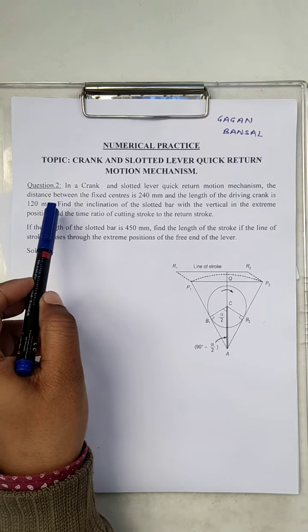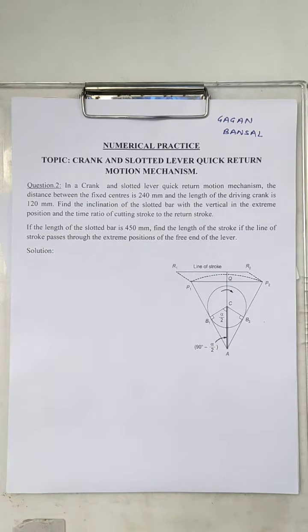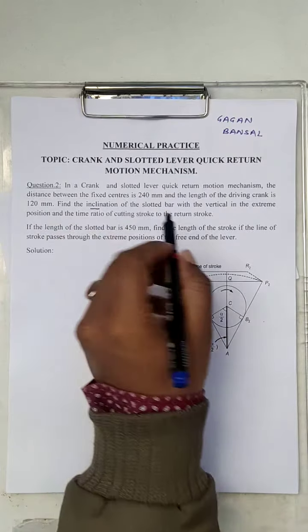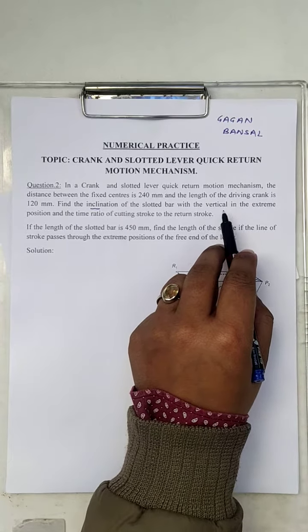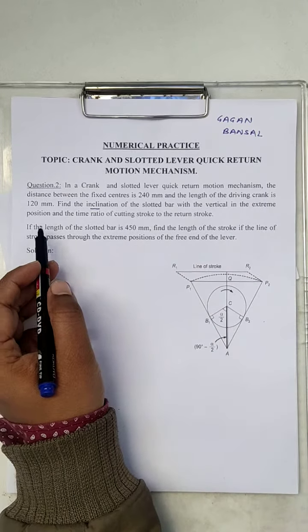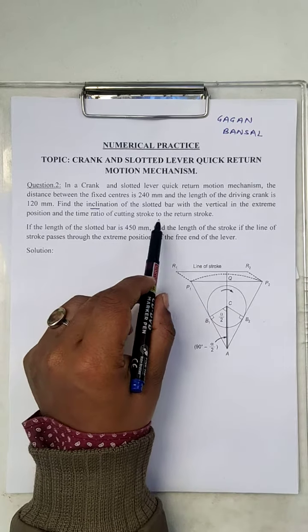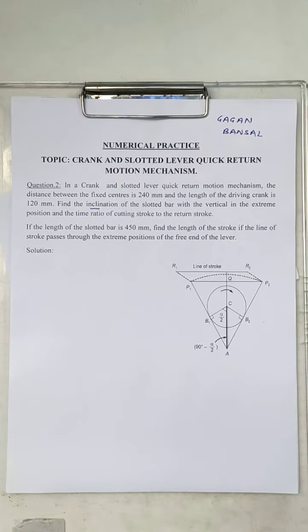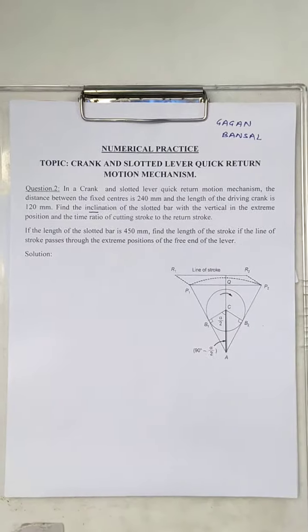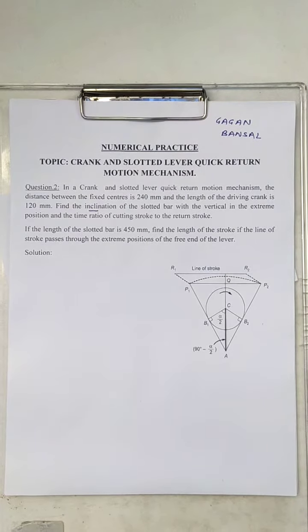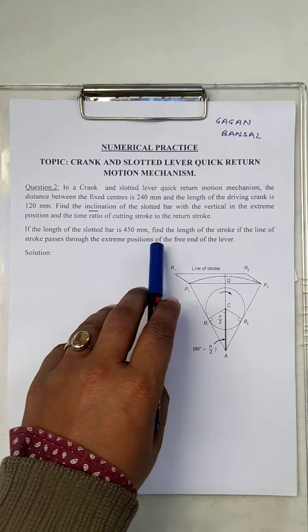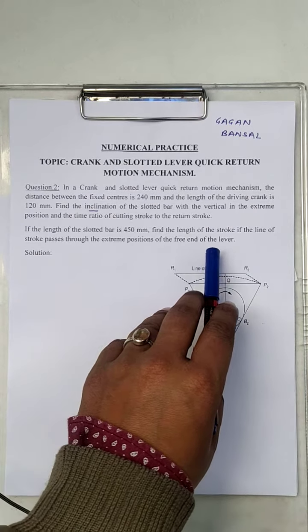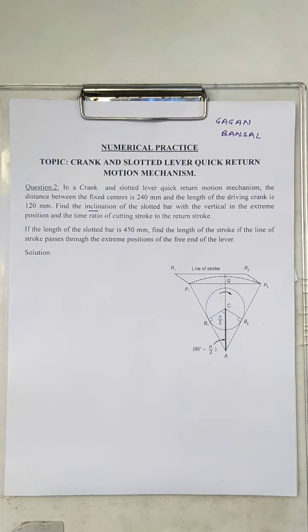The question says, find the inclination of the slotted bar with the vertical in the extreme positions and the time ratio of cutting stroke to the return stroke. Also, if the length of the slotted bar is 450 mm, find the length of the stroke if the line of stroke passes through the extreme positions of the free end of the lever. So the question is clear. We'll proceed in the similar manner as we did in the previous one.